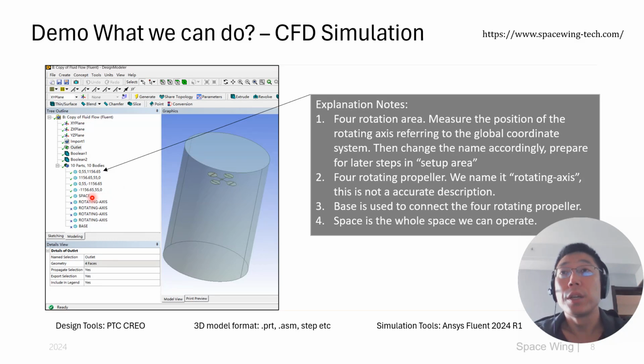Okay, so here is the space, the overall space. Here is the rotating axle. Each one we name the rotating axle, but actually it is the propeller, for each propeller.